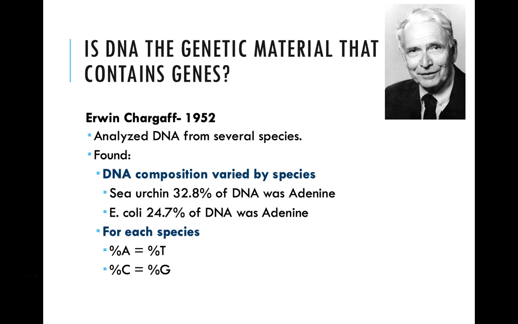Continuing on, about 50 years later, a man named Erwin Chargaff was looking at DNA from several species, and he found something really interesting about it. He found that DNA composition varied by species. So, for example, the sea urchin might have 32% adenine, which is one of our nitrogenous bases, and E. coli might have 24%. So there was some variation in the composition of DNA.